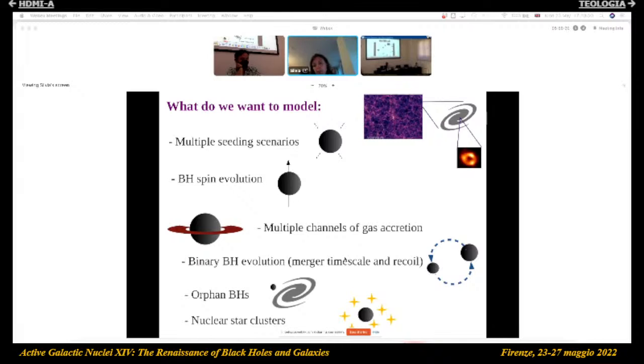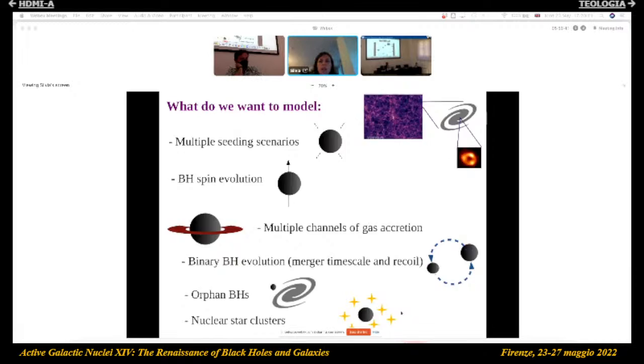We also want to track the evolution of orphan black holes, black holes that somehow are lost and wandering in the outskirts of galaxies, and also nuclear star clusters, to see how black holes interact with the stellar clusters at the center of galaxies.